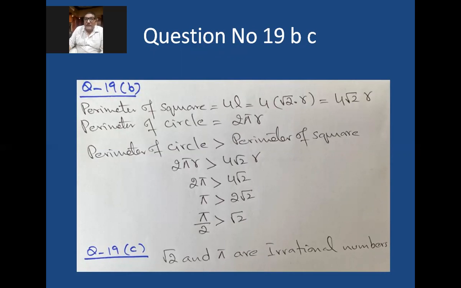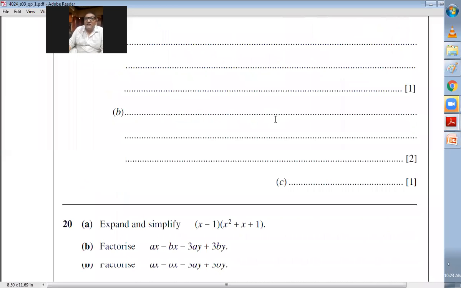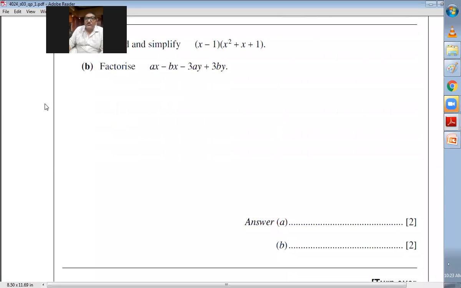So this is question number 19, B and C part. Let's move to the next part. The next question. Go.